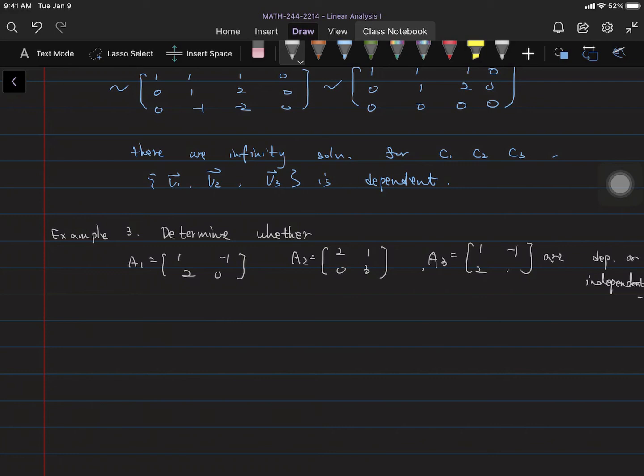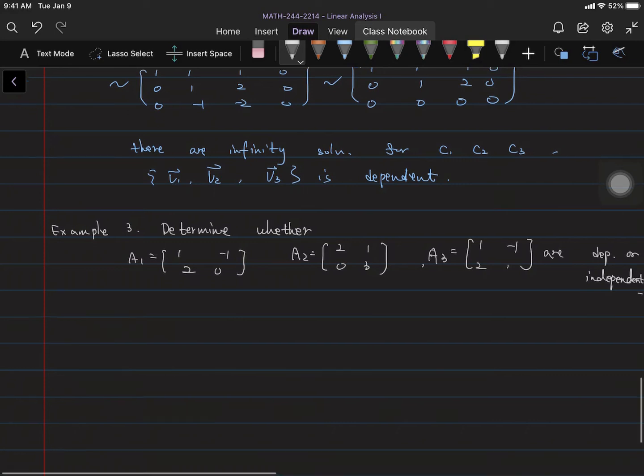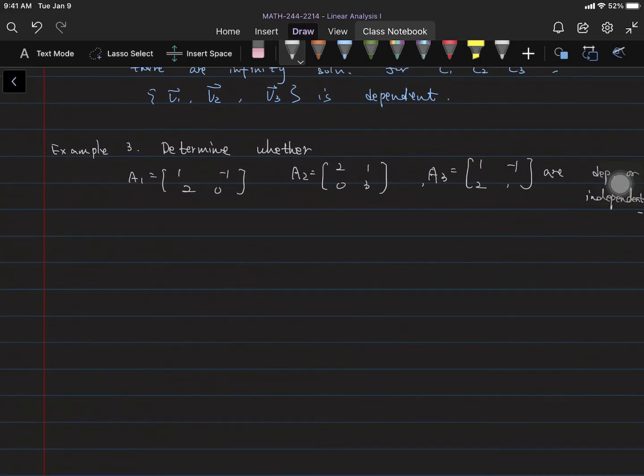Okay, so let's see. Same thing by definition. What's the definition? C1, V1. So here I just plug in A directly, okay? But the vectors, they are just matrices. That's okay, same thing. And the C2, V2, C3, V3 equals 0 vector, but 0 vector in matrices should be 0 matrix, 0, 0, 0, 0, right?